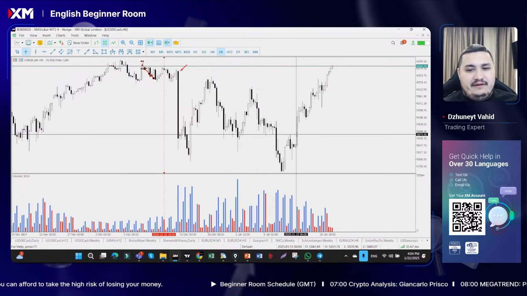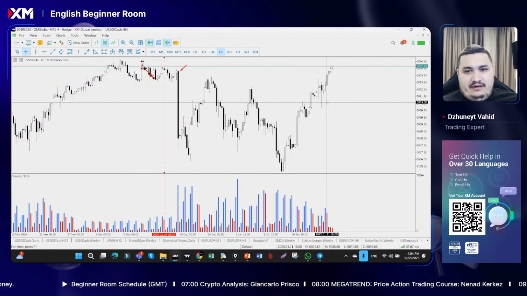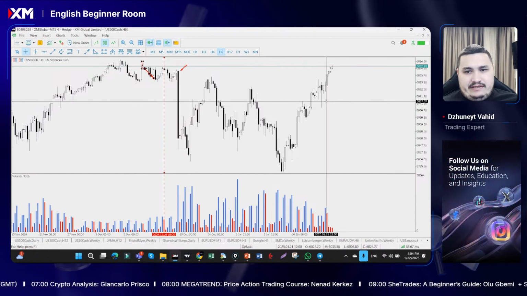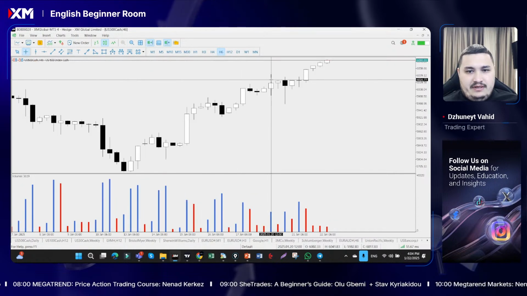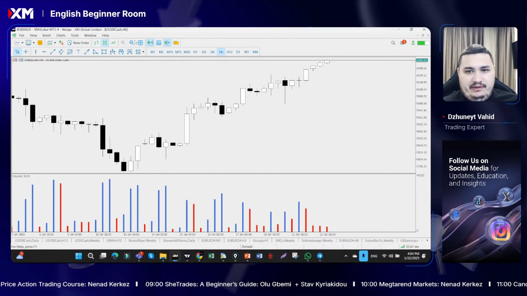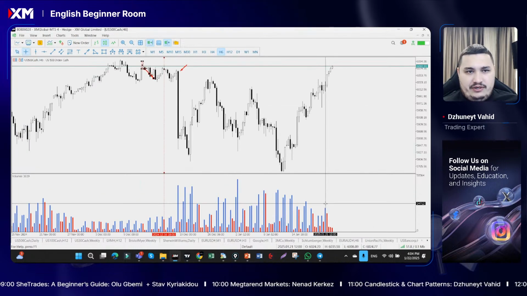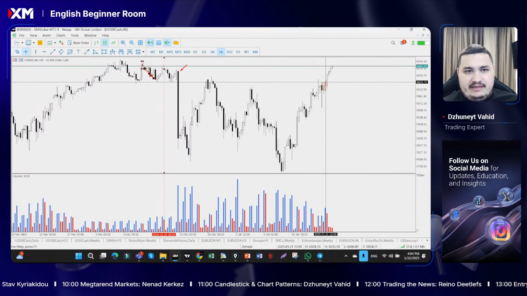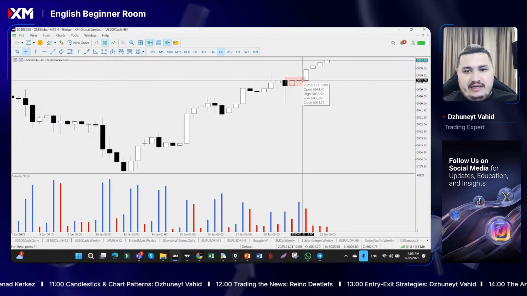We can have confirmation. For example, do we have some example? We have some high volume here with this doji, which is not bullish here, but as a price action trader, I will do nothing here. I'll just wait. So I'm not taking action.